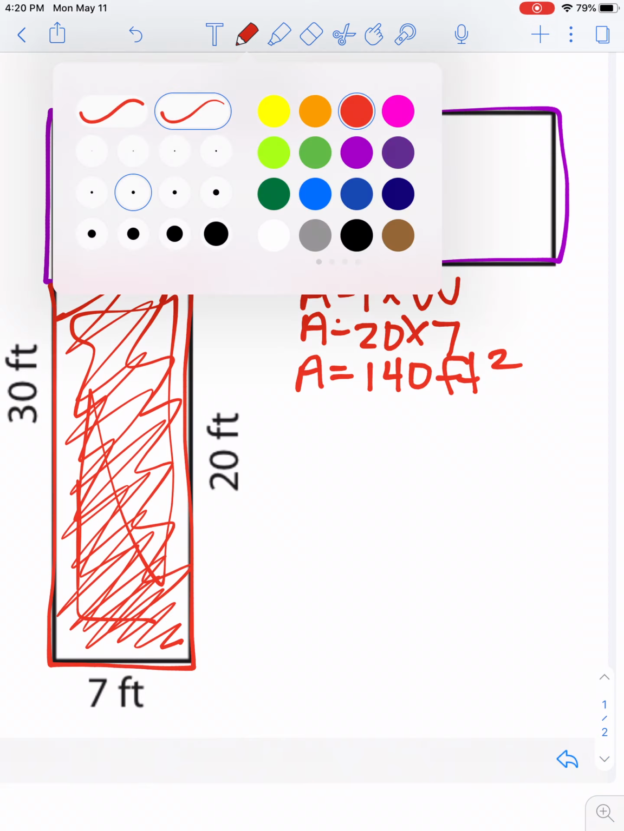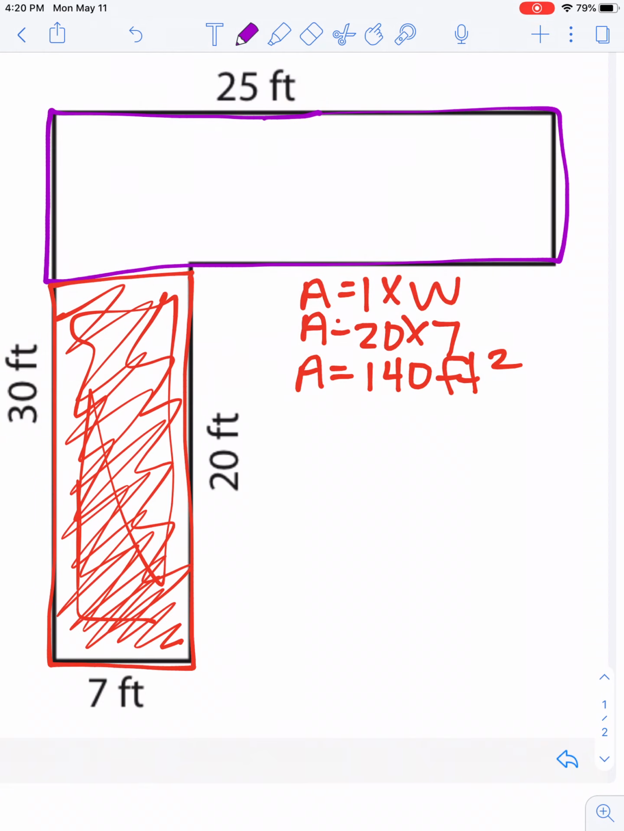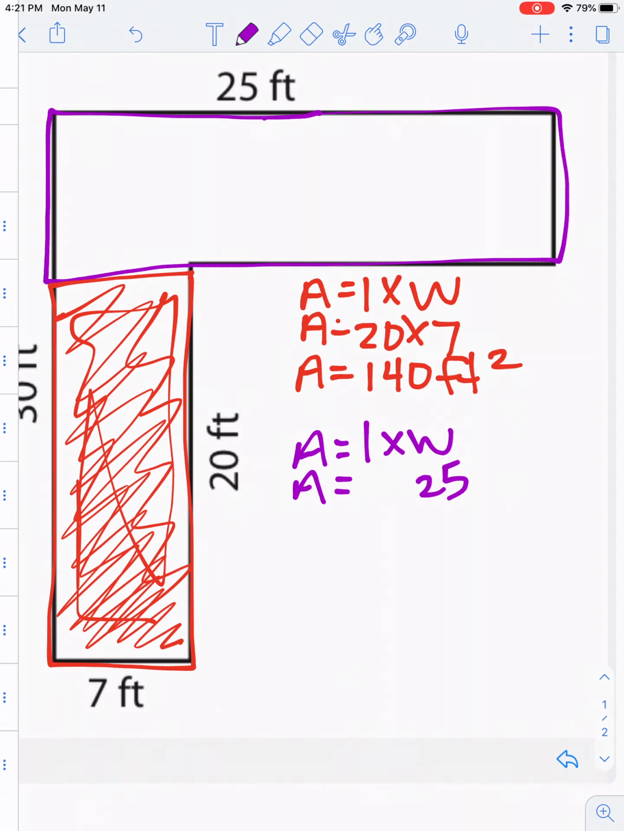The purple rectangle gets a little bit more complicated. Again, we're going to use the length times width formula. And we have the width, which is 25 feet, but we don't know this length right here that we're unsure of, that's not labeled, but we can figure it out. So we want to know, how long is it from this dot, this corner, to this corner? And we're going to use some information that's already given to us to find that missing length.